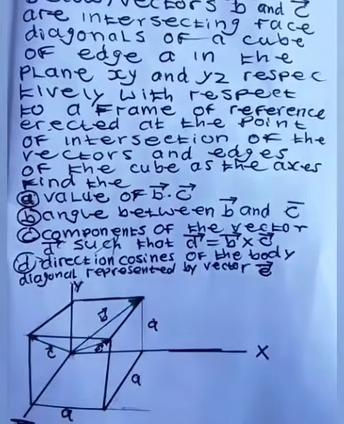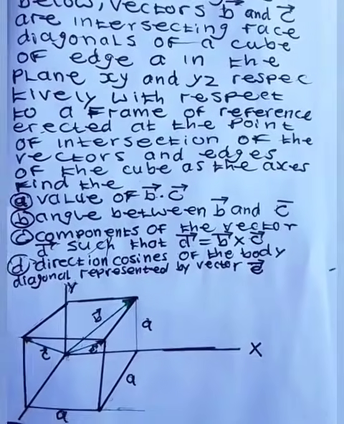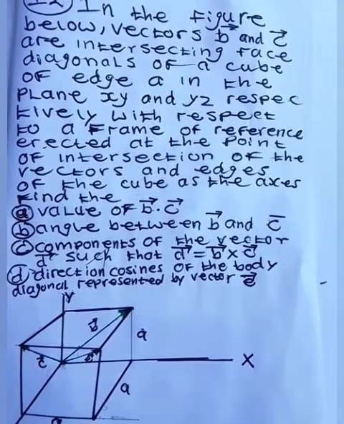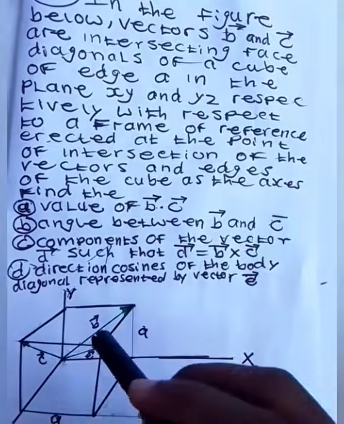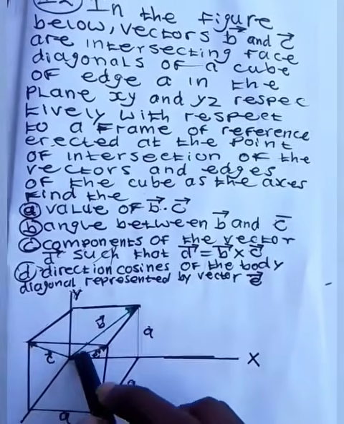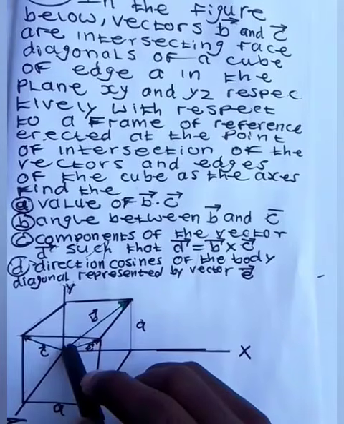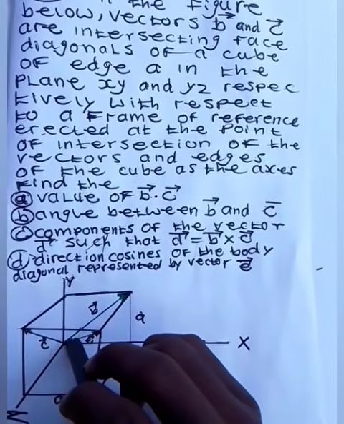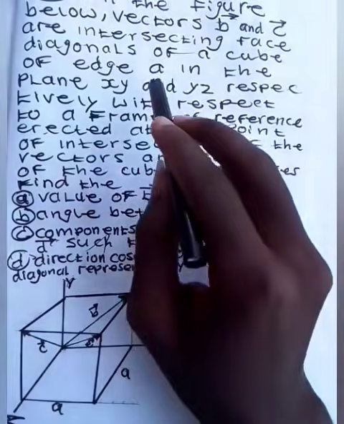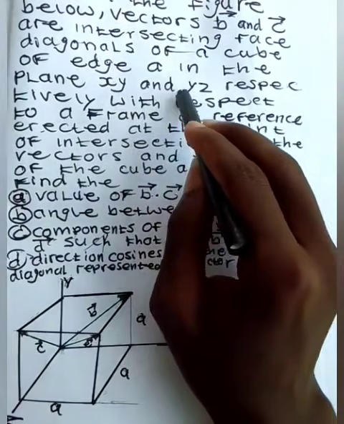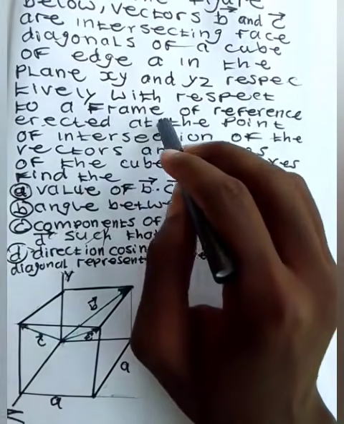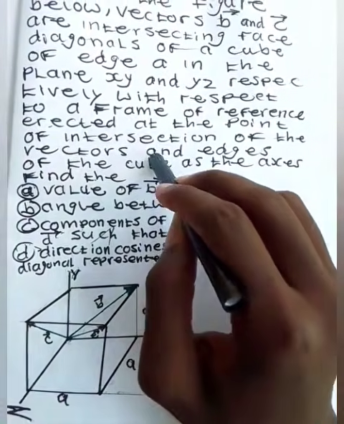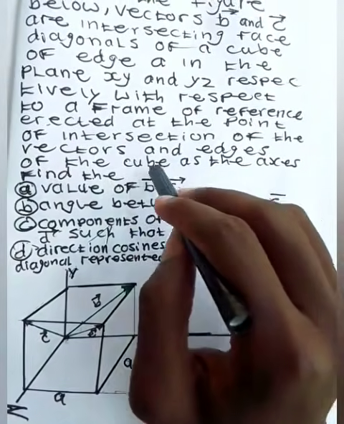Okay, so we have question 12, which the majority of you are having challenges with. The question is saying that in the figure below, vectors B and C are intersecting face diagonals, which are intersecting at this point of a cube of edge A in the planes XY and YZ respectively, with respect to a frame of reference erected at the point of intersection of the vector and edges of the cube as the axes.